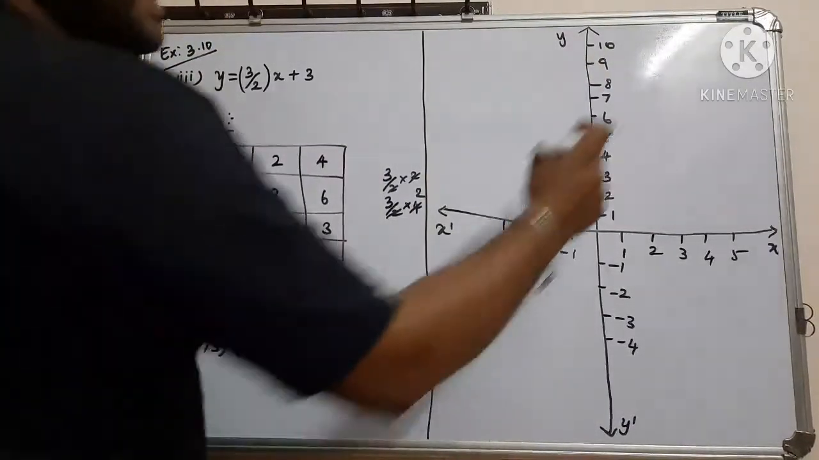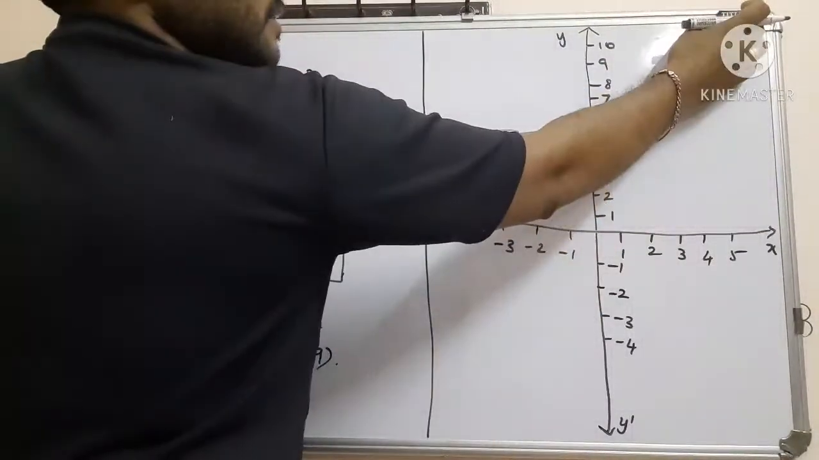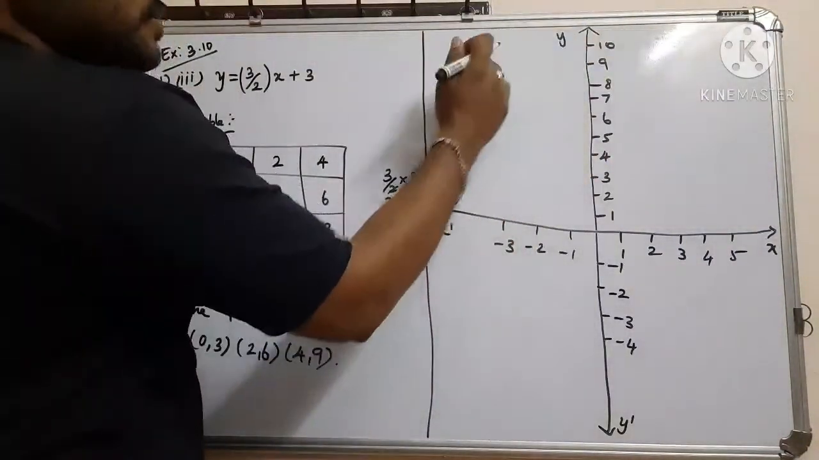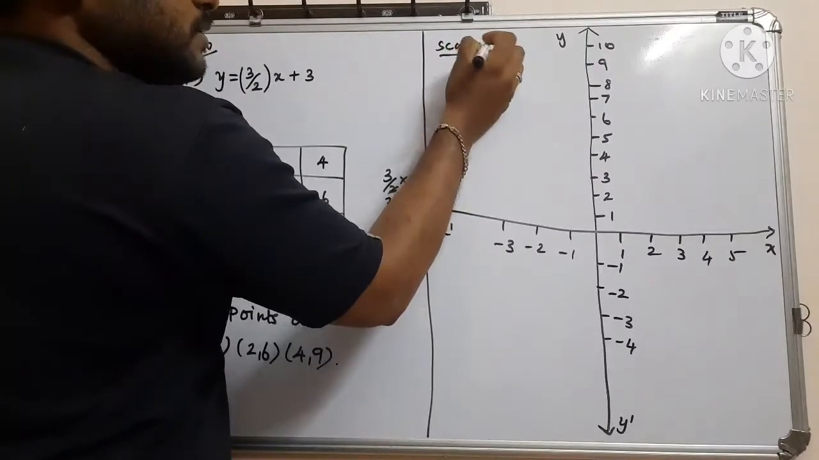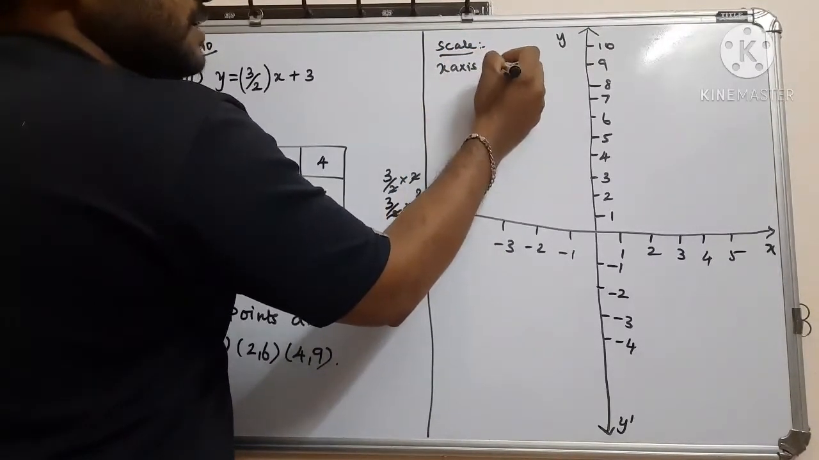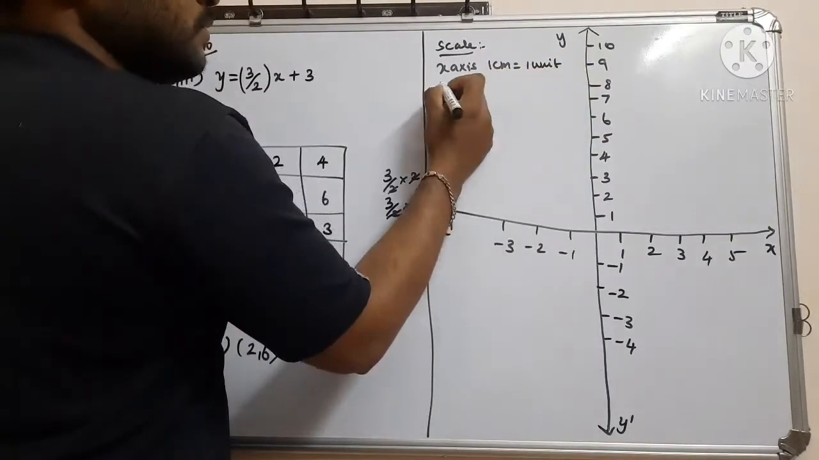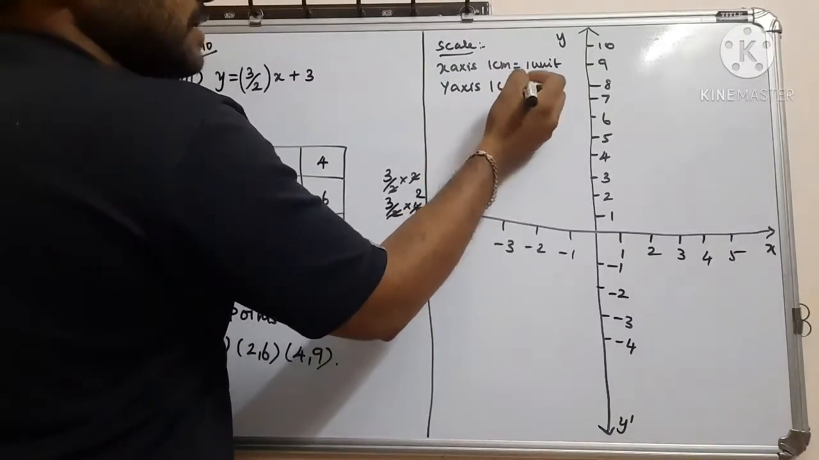Okay. Now you have to write scale. Scale you have to write in your graph note, right side top of the graph. There is no place, so we have to write in here scale. X-axis 1 centimeter is equal to 1 unit. Y-axis 1 centimeter is equal to 1 unit.